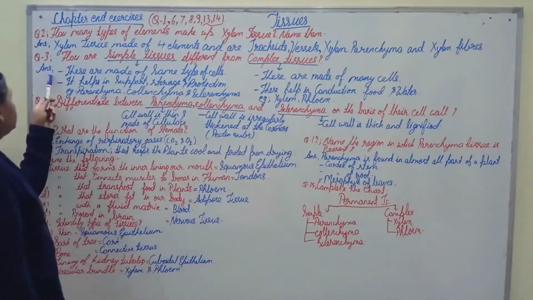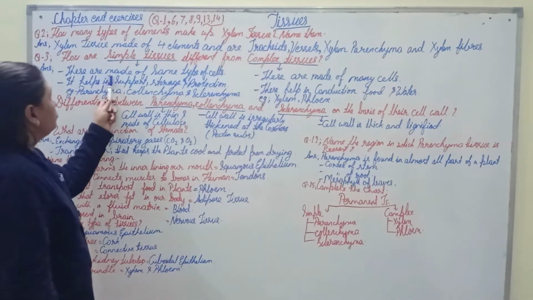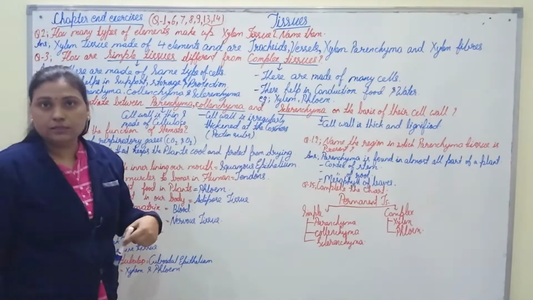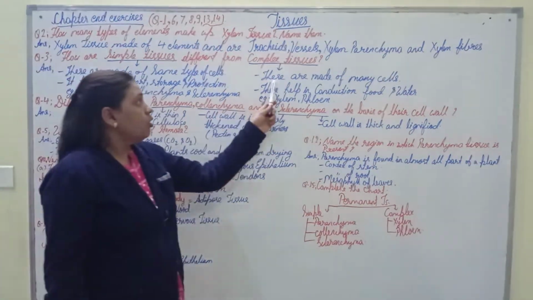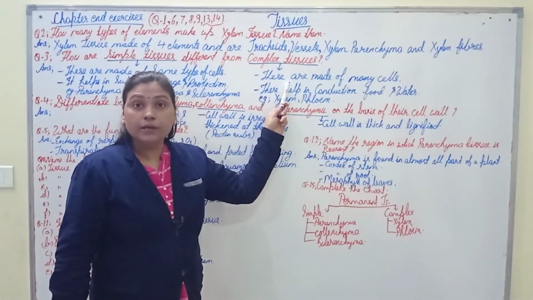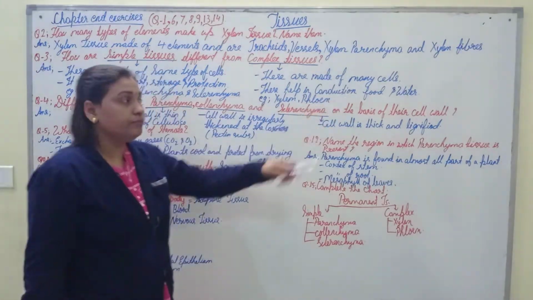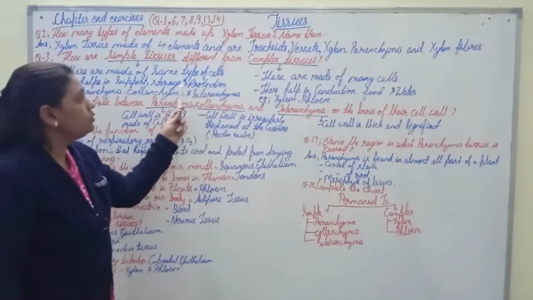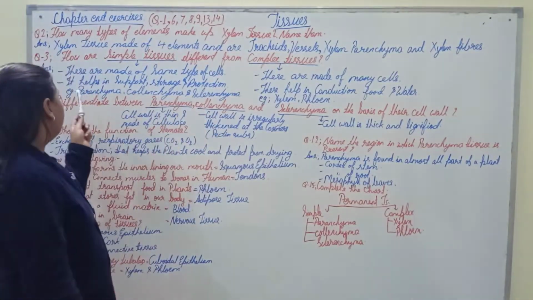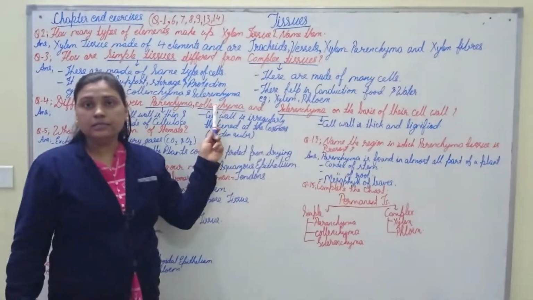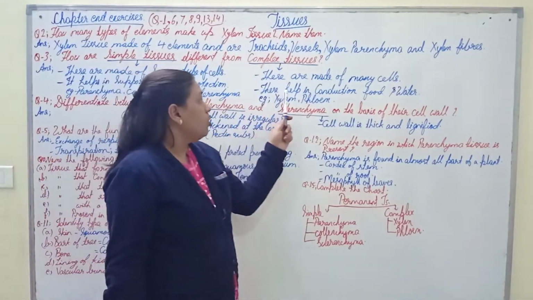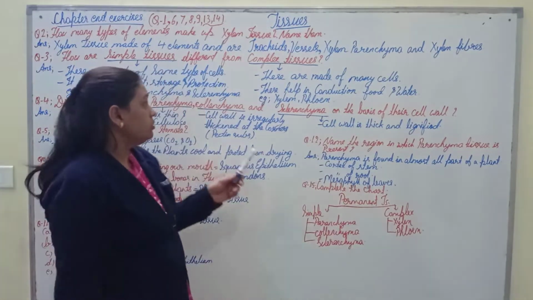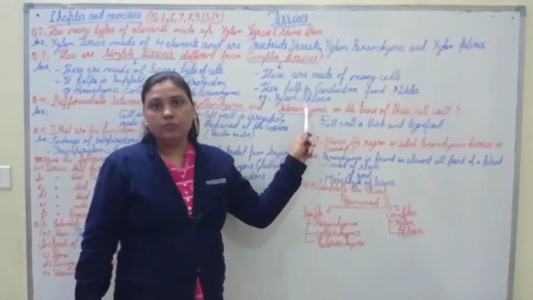And the answer is simple tissues are those tissues that are made of the same type of cells. However, complex tissues are those tissues that are made of different types of cells. Next, simple tissues help in the support, storage and protection, and their examples are parenchyma, collenchyma and sclerenchyma. However, complex tissues help in the conduction of food, minerals and water, and their examples are xylem and phloem.